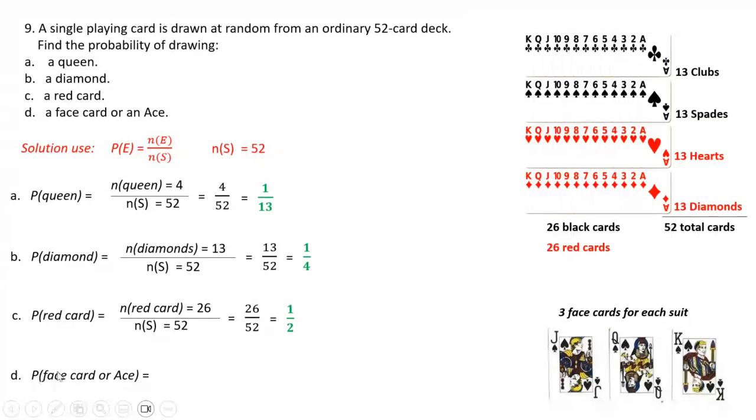Now D. D says a face card or an ace. So how many face cards are there? There's 3 on each suit, so 3 times 4 is 12. How many aces? There's 1 of each. These are the aces: 1, 2, 3, 4. So 12 plus 4 divided by my sample space, which is 52. So it's going to give us 16 over 52, so the answer will be 4 over 13. This is how you do these types of problems.